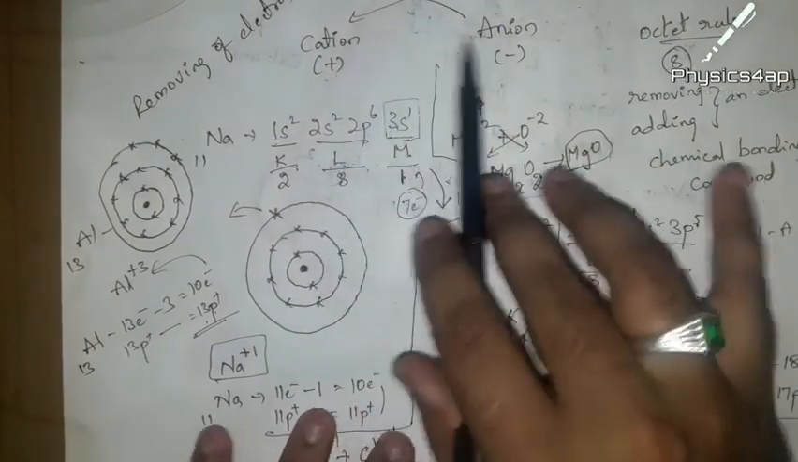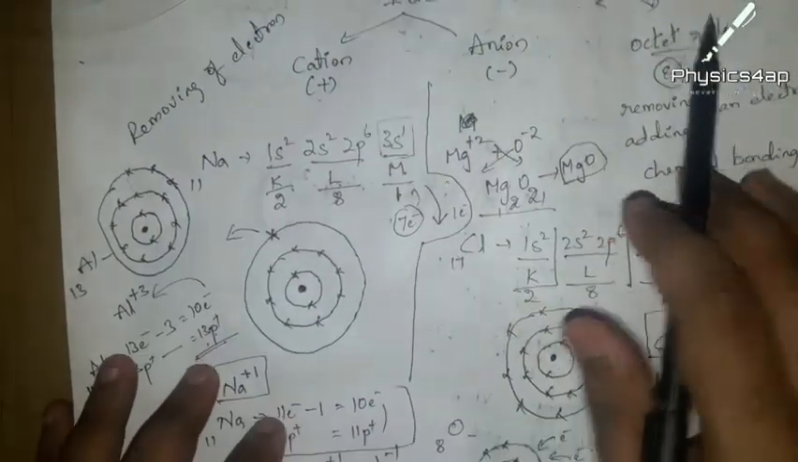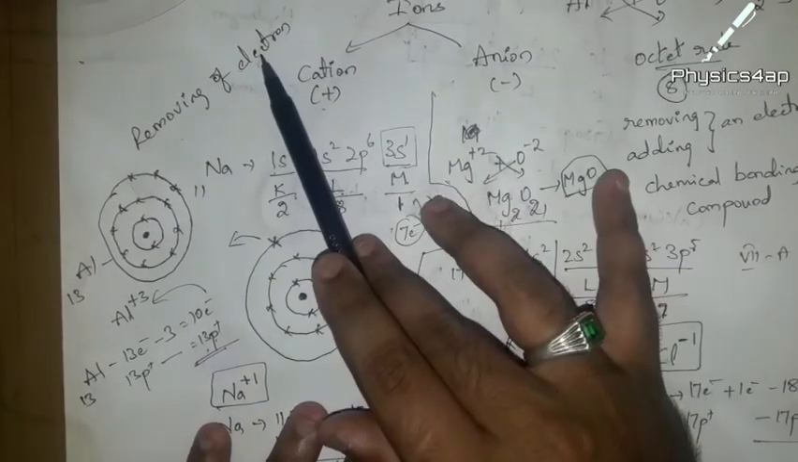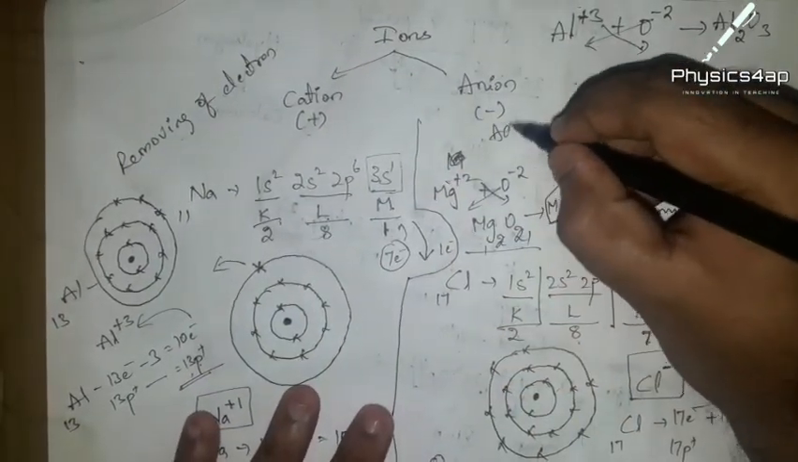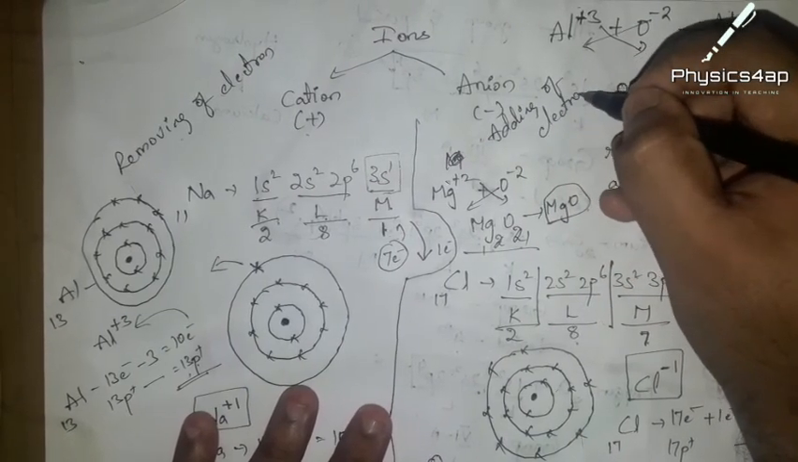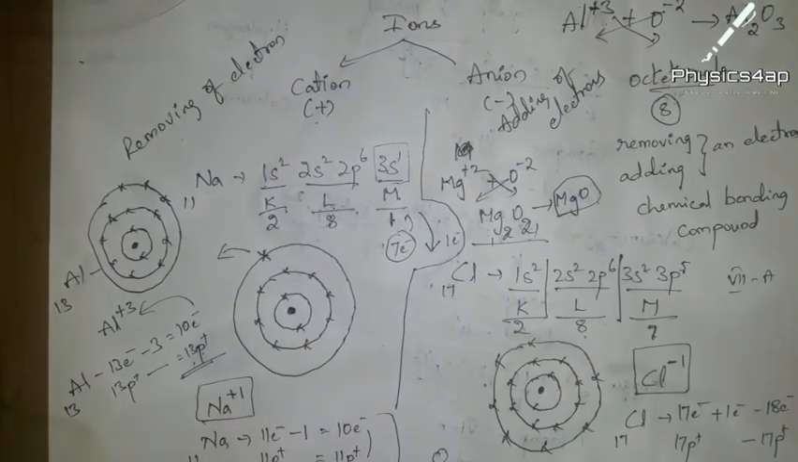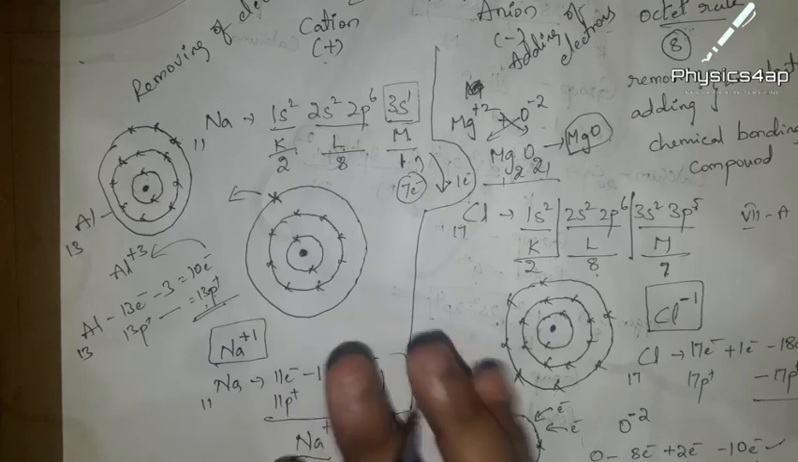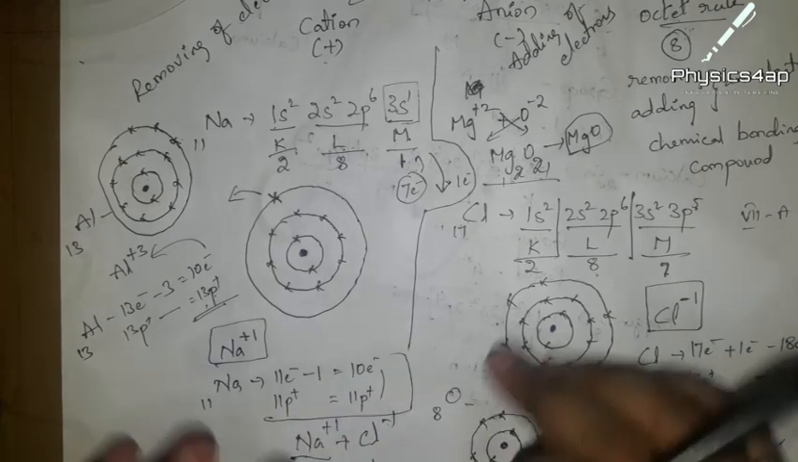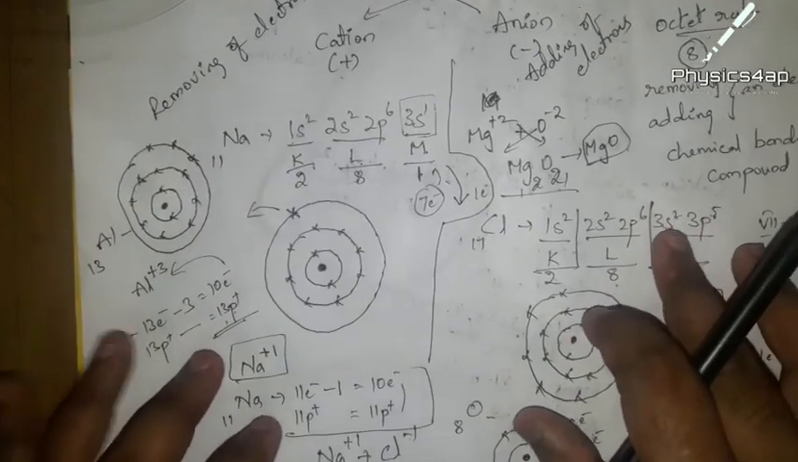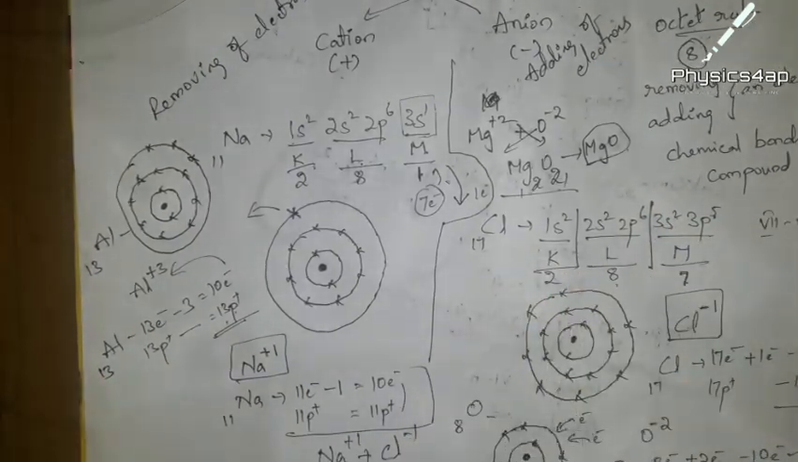Next we have seen what is meant by an anion and cation, and how we get a cation and how we get an anion. A cation is the removing of electrons, and an anion is the adding of electrons. If you remember the formation of cation and anion, it will be very easy for you to understand the concepts further on. These are the basics that you need to learn before going to the further chapters.